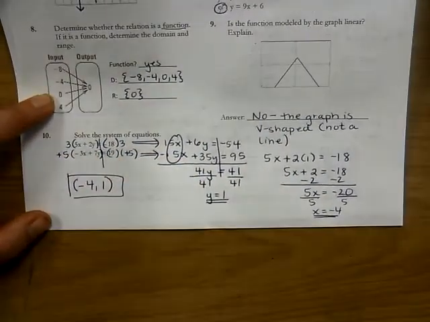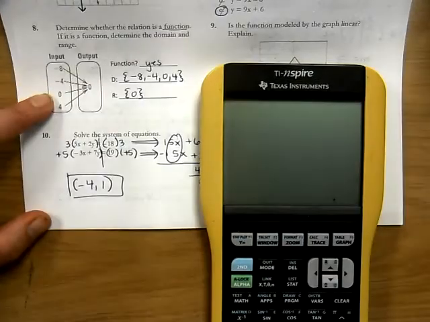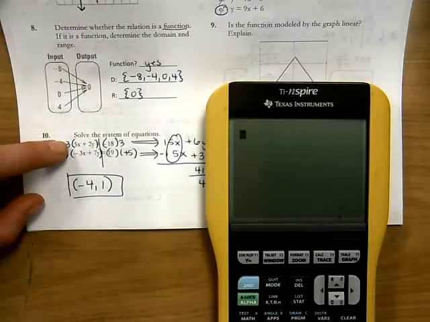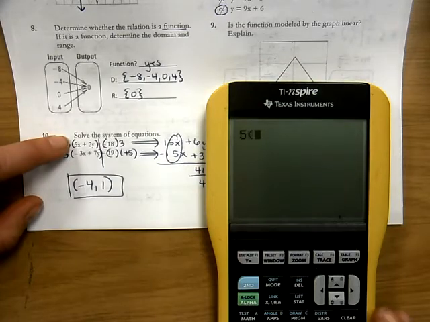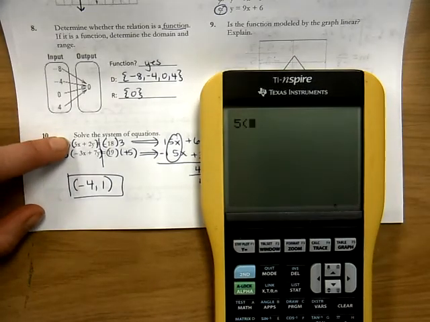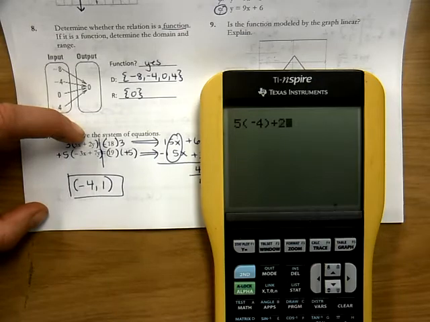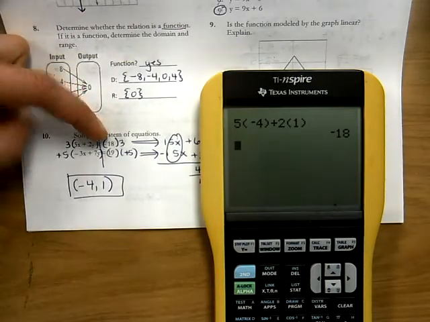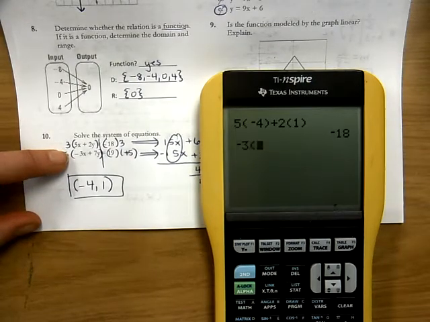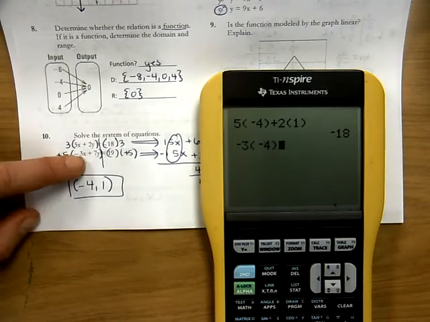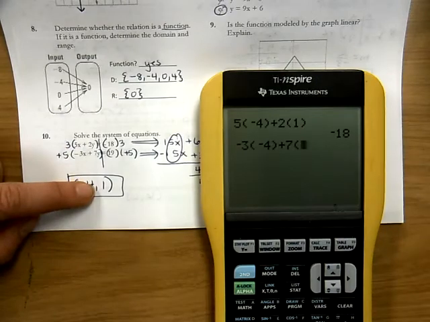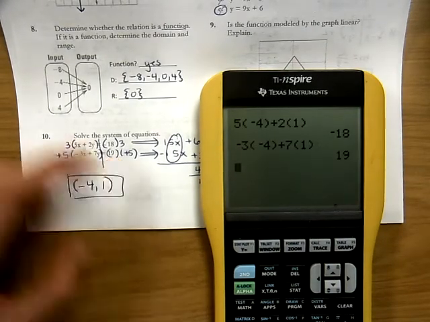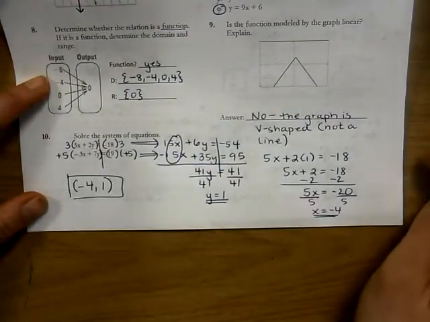Now, I want to always check my answer, especially if this is a multiple choice problem, because I'm not going to get partial credit for it. So if the solution satisfies both equations, then I'm good to go. So do 5 times negative 4 plus 2 times 1, and when I press enter, I want that to equal negative 18, and it does. So now if I test the bottom one, negative 3 times negative 4 plus 7 times y, which was 1. When I press enter here, I want it to equal 19, and it does. So I've checked it, I'm good to go.